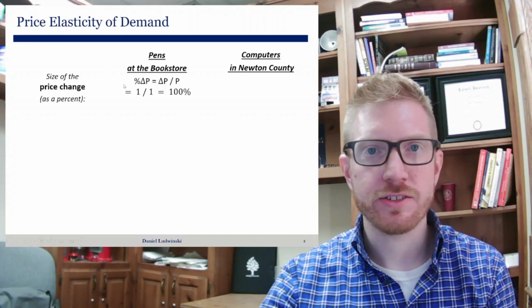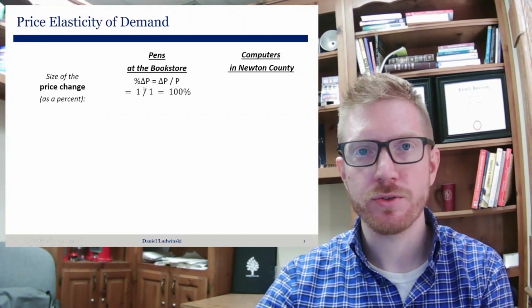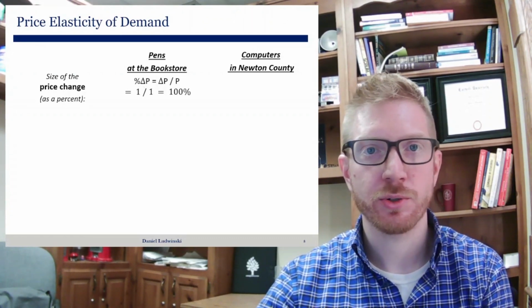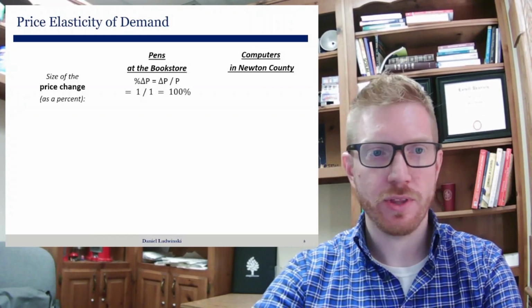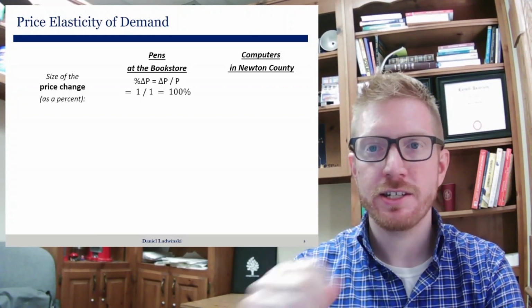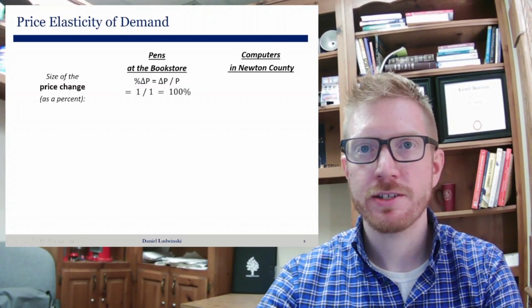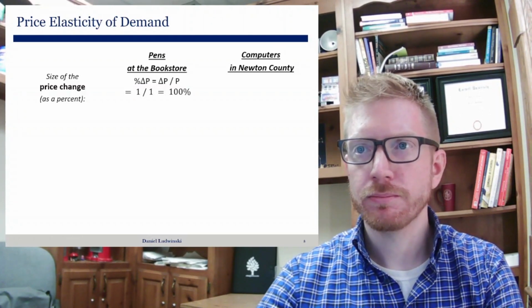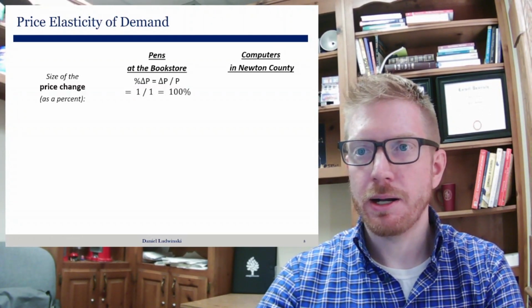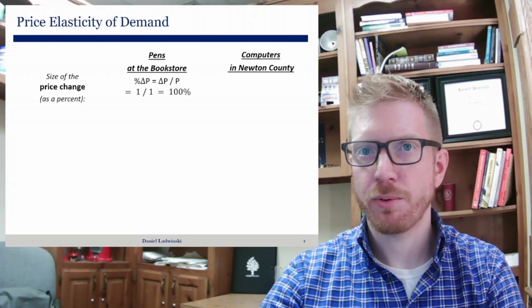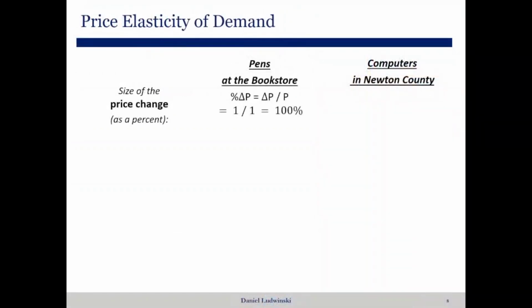So as a percentage change in price, that triangle looking thing is a capital delta. We'll use that often as a shortcut for change. So that notation there says percentage change in price. And the percentage change in price for the pens at the bookstore was a full 100%. It was a 100% increase.